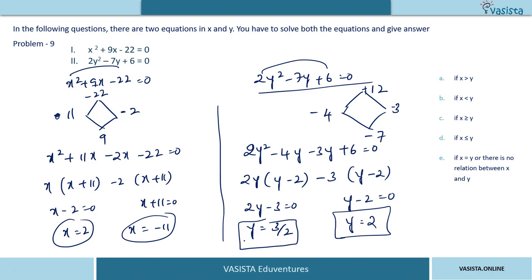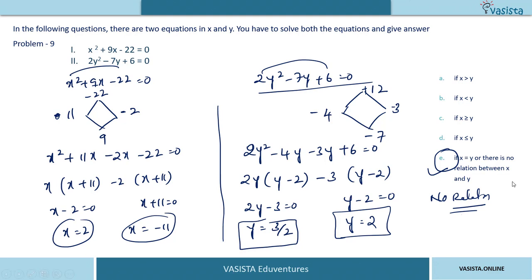So here, see what happens. Here, we can't find any relationship. So one is a negative value we got, and as well as here y is equal to 3 by 2 we got, right? So if x is equal to 0 or there is no relation between x and y, so go with this. Option E is the answer, we can't find any kind of relation here. Right? No relation we can find from this.